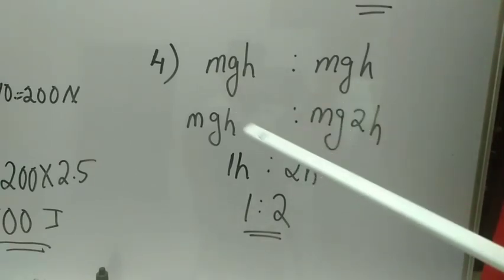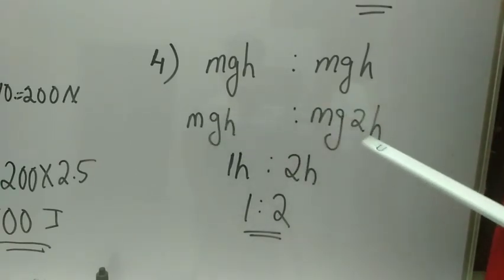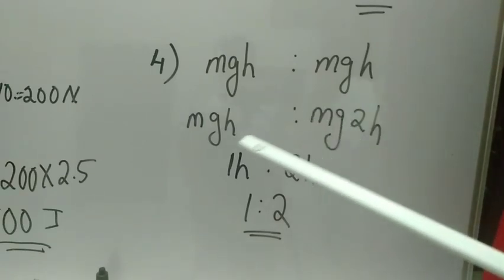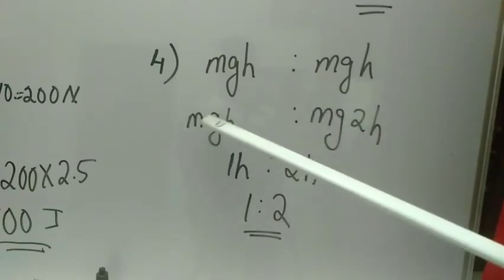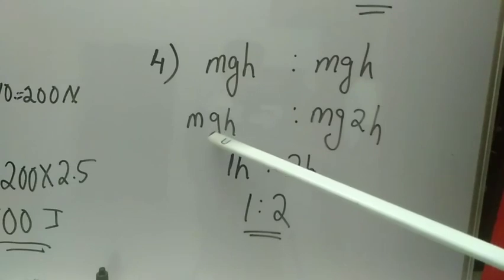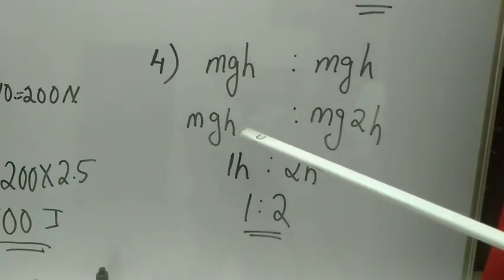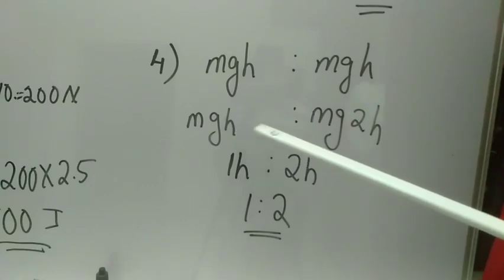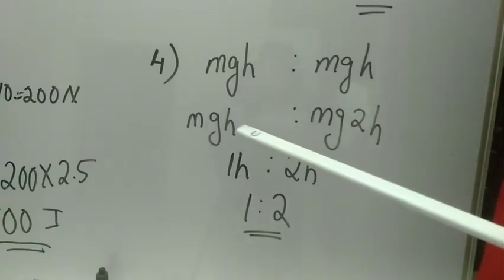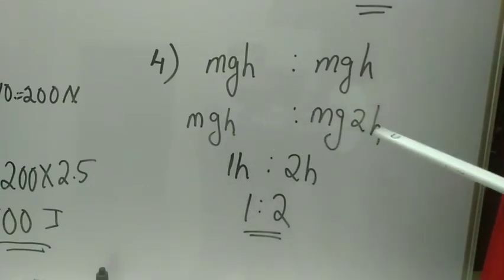For comparing, mgh is to mgh, the ratio. Since the mass is the same, we can write m. Gravity is also the same, so on both sides we write g. But the height is given in the question as h and 2h, so here I am writing simply h and 2h.